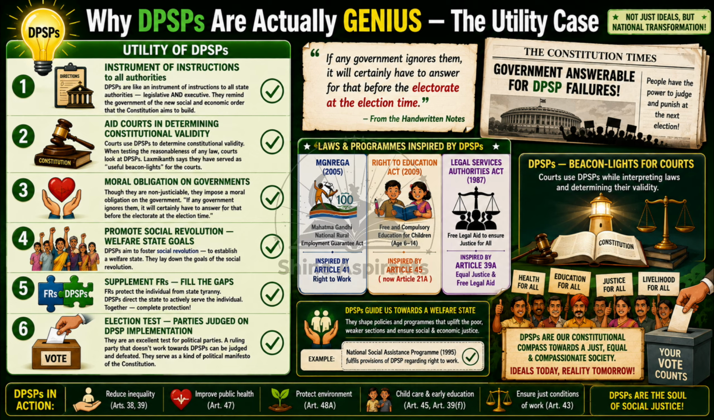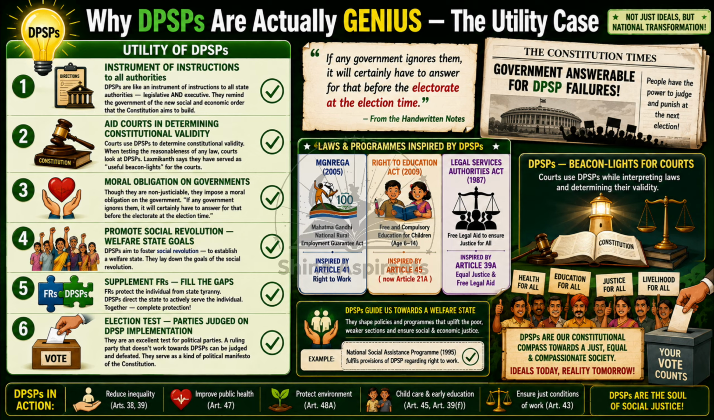Point 4. DPSPs aim to foster social revolution, to establish a welfare state. They lay down the goals of the social revolution, and laws like Minerva, Right to Education, Legal Services Authorities Act are all inspired by DPSPs. Point 5. They supplement fundamental rights. FRs protect the individual from state tyranny. DPSPs direct the state to actively serve the individual. Together, complete protection.